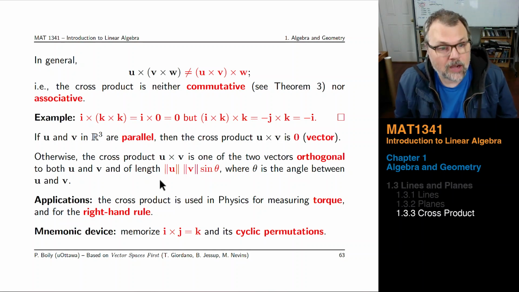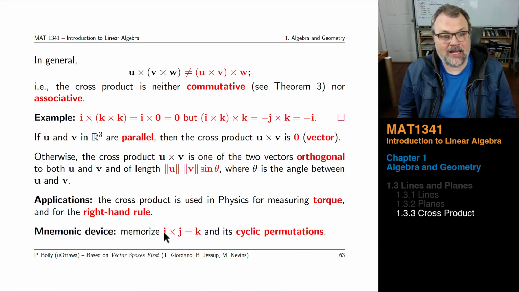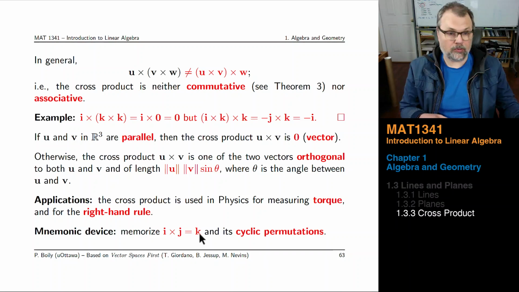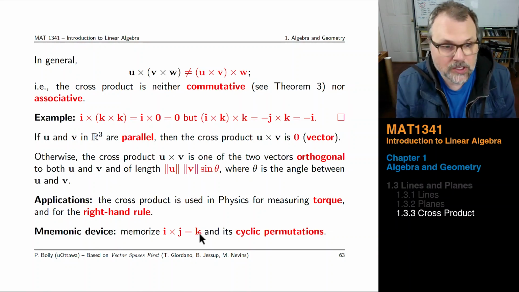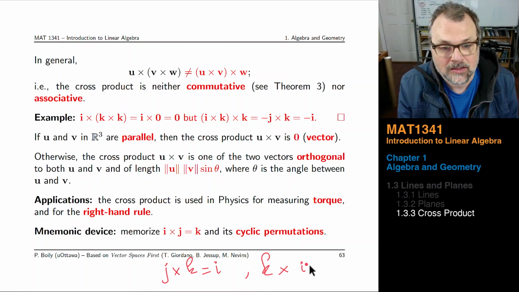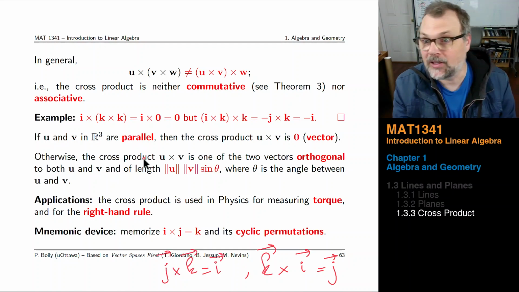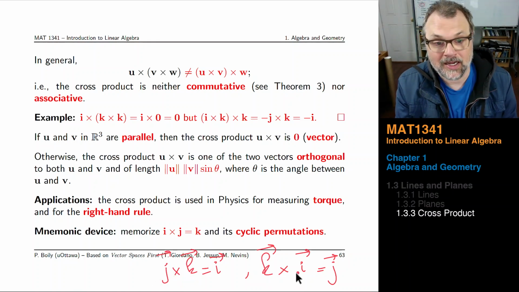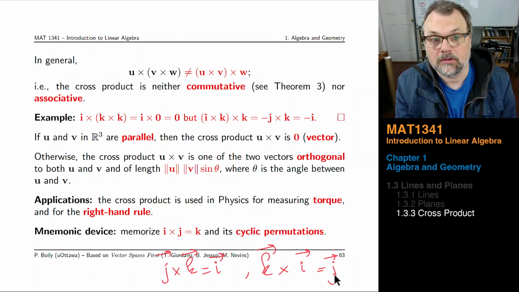One way to help with the computations is to remember that I cross J is equal to K, and then you can actually cycle through the permutations. The other thing that comes with this would be that J times K is equal to I, and that K times I is equal to J. And then if you want to reverse the order, remember anti-commutativity, K times J would then be minus I, and I times K would be minus J, and so on.